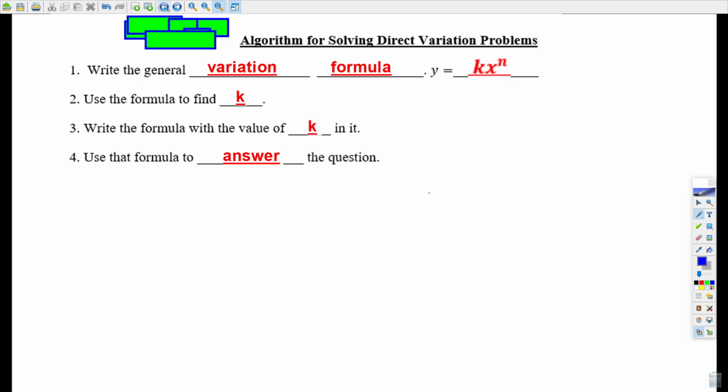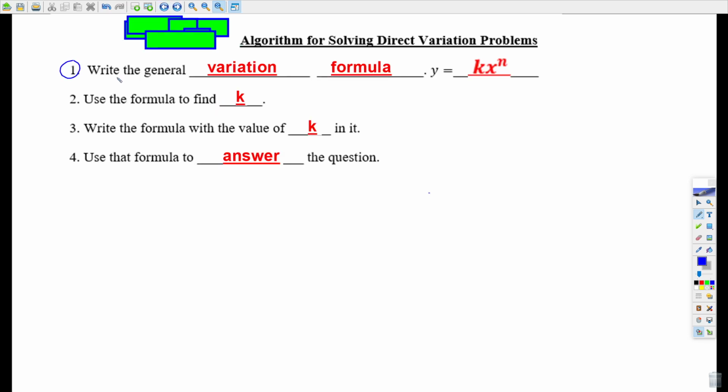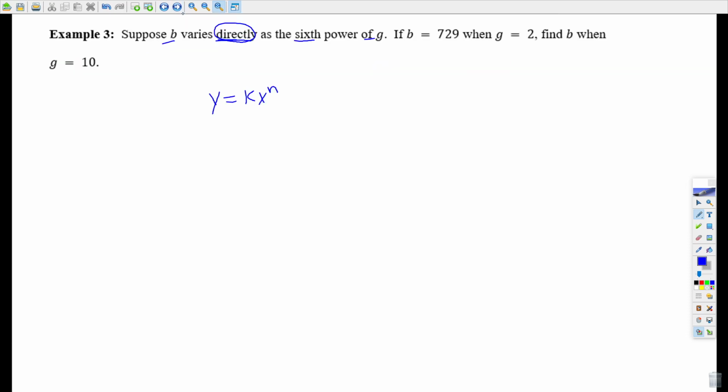So the general variation formula, we're going to do number 1, is always y equals k x to the n. That's just the generic one. And we know to write this because it says the word directly. It varies directly. Now we can go to step 2, use this formula to find k. Actually, no, we probably should use the letters up here first, and then we'll get to step 2. So I'm just going to read the first sentence. I'm going to stop here, actually. Let's put a little stopping block here.